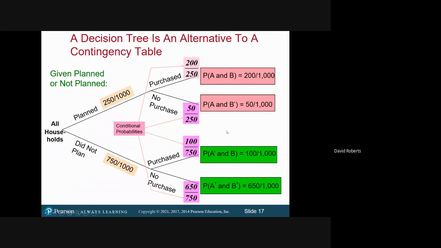Here's a decision tree, which just represents the table in a different way. So planned, 250: 200 actually purchased, 50 said no. Under the did not plan, or weren't going to buy a TV, remember, it's not part of the plan. In this particular case, you had 750: 100 actually did change their mind, and 650 said, no, I'm not planning to buy a TV, and guess what? They didn't. So there are the different combinations that you have, just represented in a decision tree.